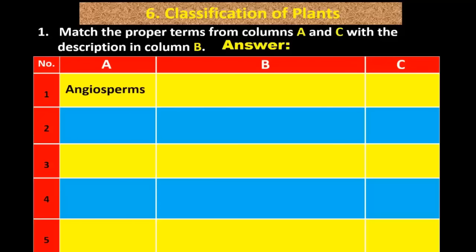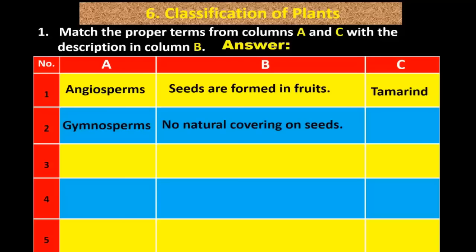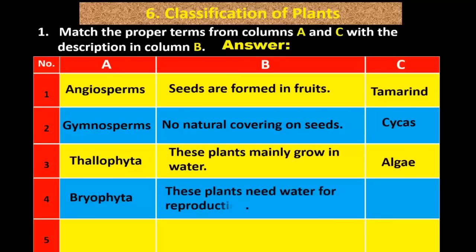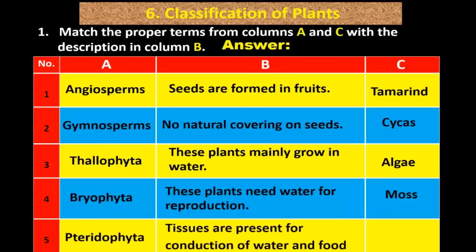Answers: Angiosperms, seeds are formed in fruits, tamarind. Gymnosperms, no natural covering on seeds, cycas. Thallophyta, these plants mainly grow in water, algae. Bryophyta, these plants need water for reproduction, moss. Pteridophyta, tissues are present for conduction of water and food, fern.